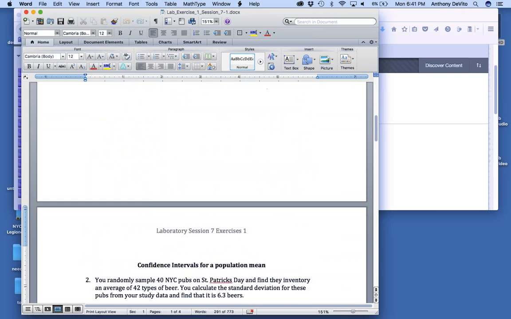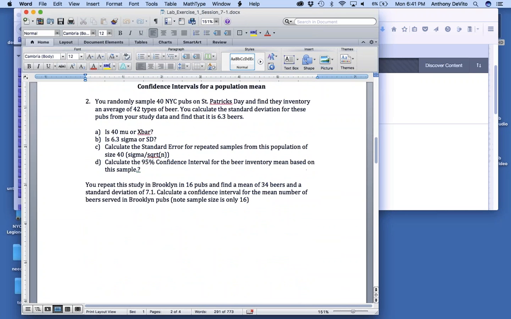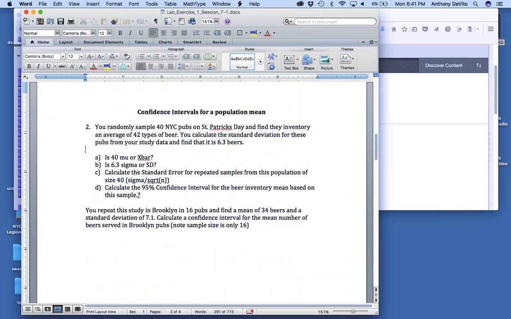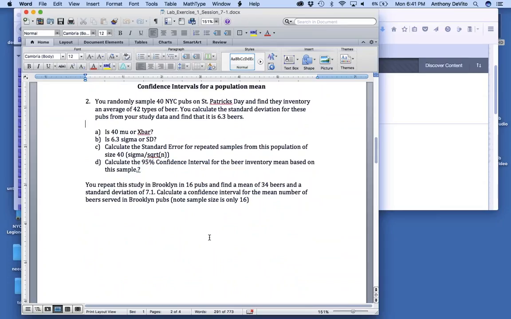And I'm gonna start with the second problem because it's a little bit more familiar to us than the other 2 are, I think. Okay, and I'm gonna read it, and it's gonna be a basic look at the confidence interval again.